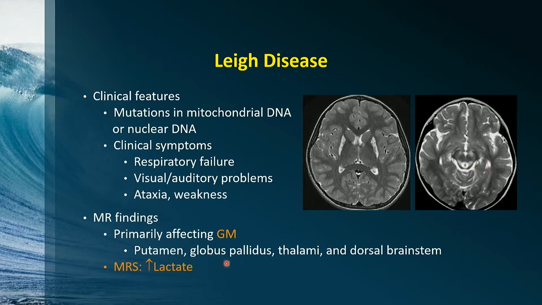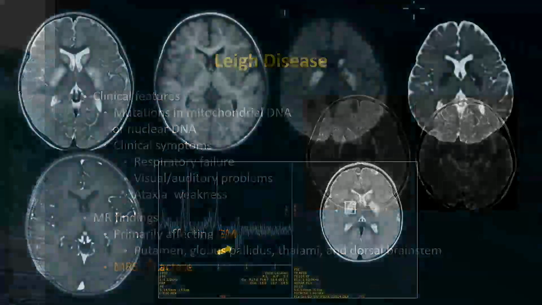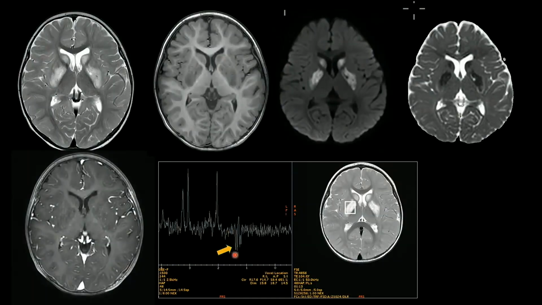And if we perform MR spectroscopy, we can see increased lactate peak at 1.3 ppm. Here you can see an inverted doublet peak at 1.3 ppm, suggesting lactate peak. So these are typical imaging features of Leigh disease.